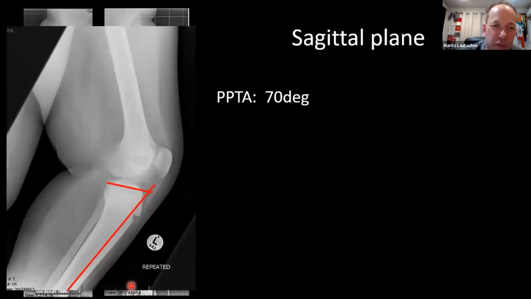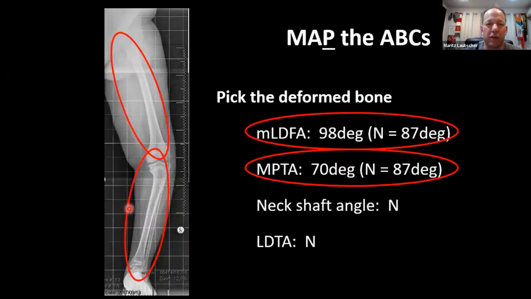Don't forget the sagittal plane. As you can see here, the angle we measure around the knee is the posterior proximal tibial angle. So this angle here, and normal is 81 degrees. In other words, in a normal joint, the proximal tibia has a 9-degree posterior slope. And this joint has a 20-degree posterior slope. So there's an apex anterior deformity close to the joint.